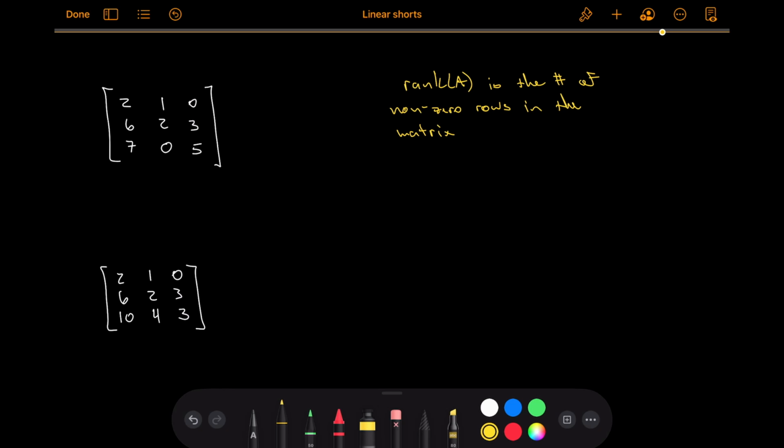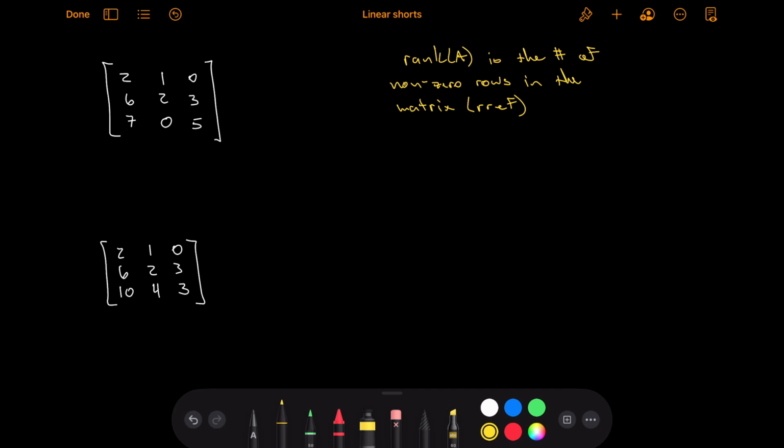And then another thing to point out is that the matrix is in row reduced echelon form, which can be shortened as RREF. And so that's pretty much it on what a rank is. And so we're just going to go ahead and do these two quick examples.